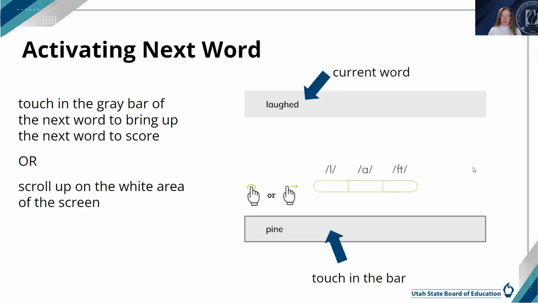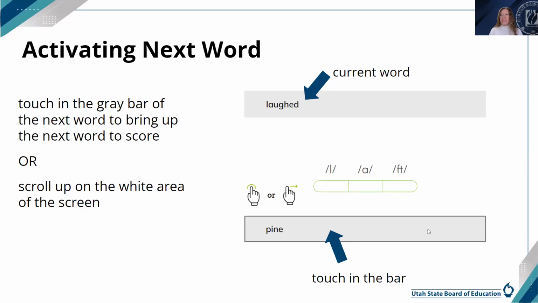For activating the next word, and this is very important, the current word appears at the top, and then you are scoring that word. Then the next word appears in this bar underneath it. Touch in that bar to activate the next word. If you just take your finger and scroll up, you could scroll up 2 words or a word and a half, and it's a lot more difficult to get to the correct spot where you need to be to assess that next word. But if you touch in the bar, the screen automatically pulls up the next word exactly where you need it to be to score.